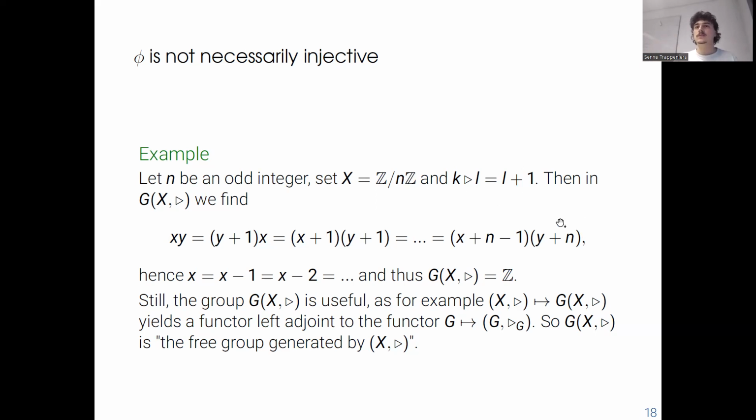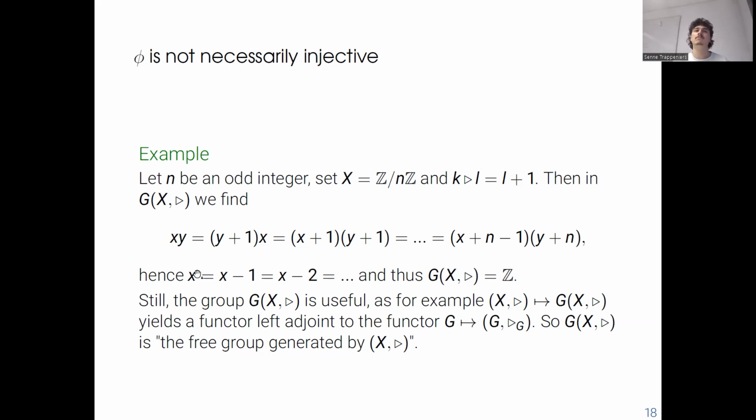So, well, this is just y. And y here means, of course, since we're working in a group, that x should be equal to x plus n minus 1. But once again, we're working modulo n, so this is just x minus 1. So we find that x should be equal to x minus 1.